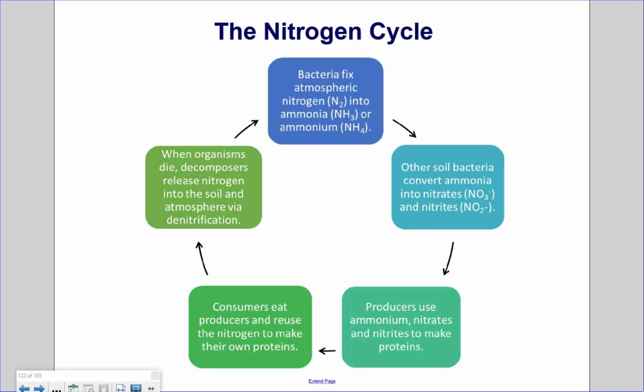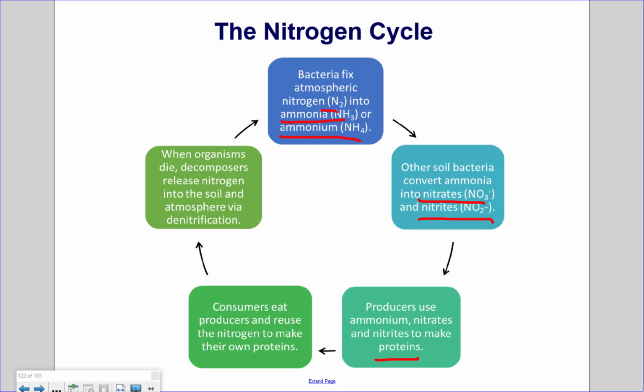The nitrogen cycle. In this summary diagram of the nitrogen cycle, bacteria fix atmospheric nitrogen, or N2, into ammonia, NH3, or ammonium, NH4. Then other bacteria will convert the ammonia into nitrates, NO3-, or nitrites, NO2-. Producers will use these nitrogenous compounds to make proteins. Then consumers eat the producers and reuse the nitrogen to make their own proteins. Oftentimes the proteins from the plants will be broken down into amino acids, and then the consumers will use those amino acids to make their own proteins.